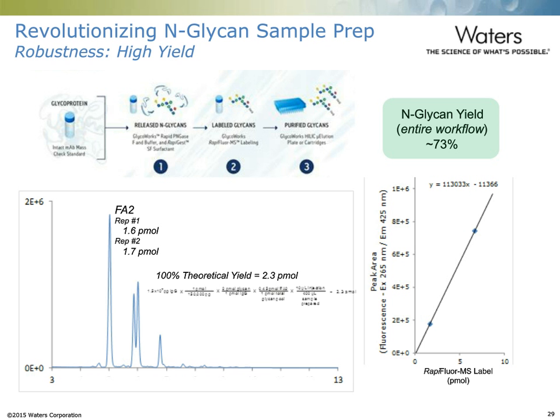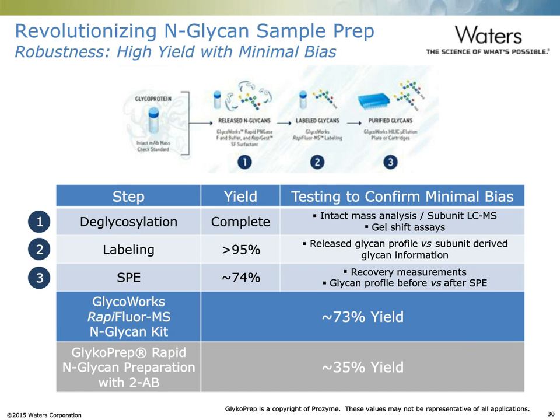As summarized in this table, deglycosylation has been shown to be complete as evidenced by intact mass analysis, gel shift assays, and subunit LCMS. Labeling, in turn, has been optimized to provide greater than 95% yield and seemed to not introduce bias to a glycan profile, given our observations that RapiFluor-MS labeled glycan profiles match subunit-derived glycan information. Finally, the HILIC SPE cleanup exhibits a recovery of approximately 74%, but most importantly, this exhibits minimal bias as supported by our assessments of complex glycan profiles before and after SPE processing. This all amounts to a relatively high yield through the entire workflow.